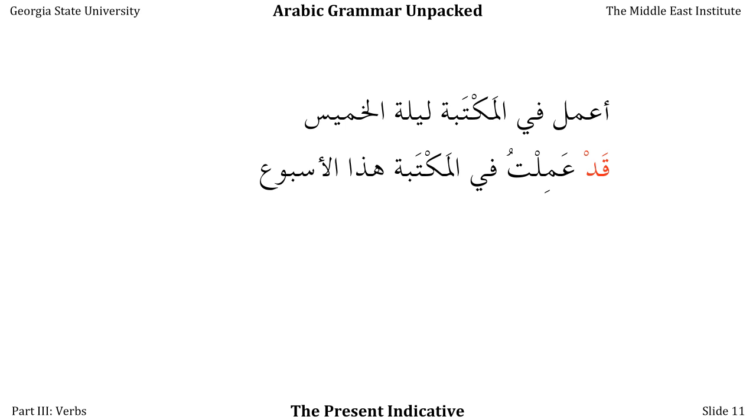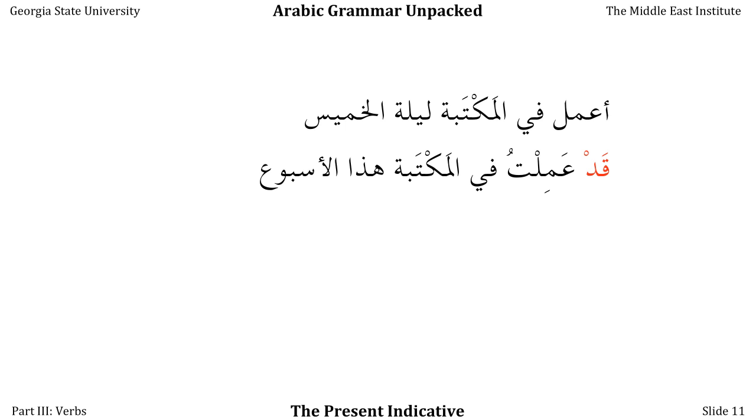Remember from the previous lesson on the past tense that if we put the little word قد before the past tense, here we have قد عملت في المكتبة هذا الأسبوع. I worked, or I did work, in the library this week. The قد kind of re-emphasizes the fact that that action took place in the past tense.